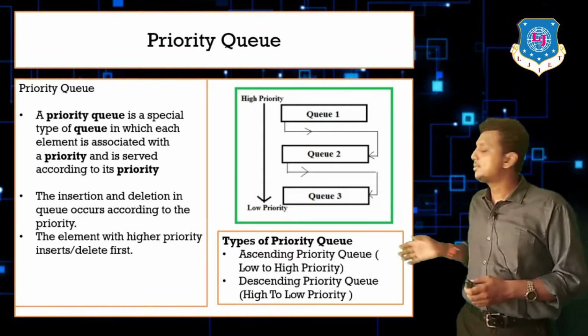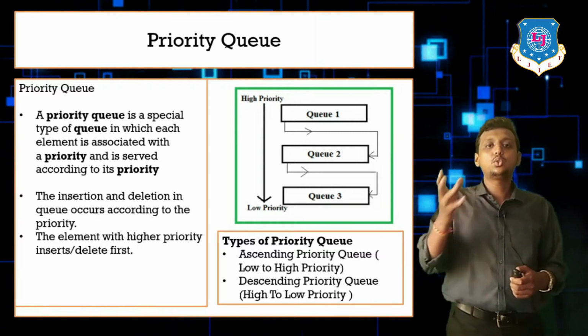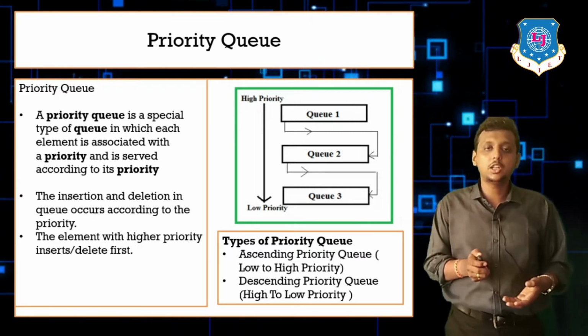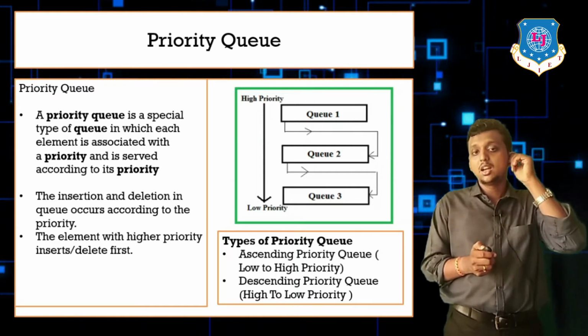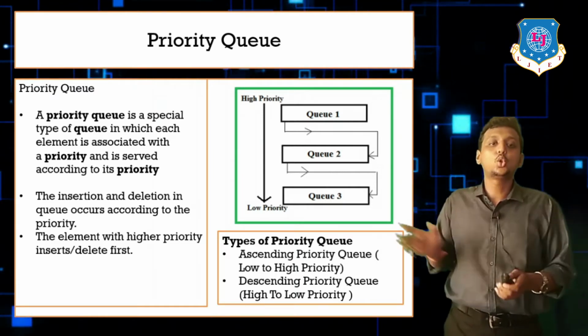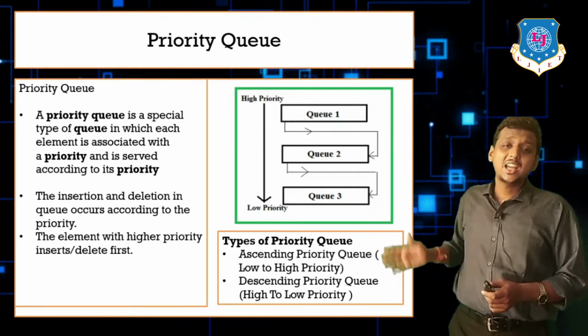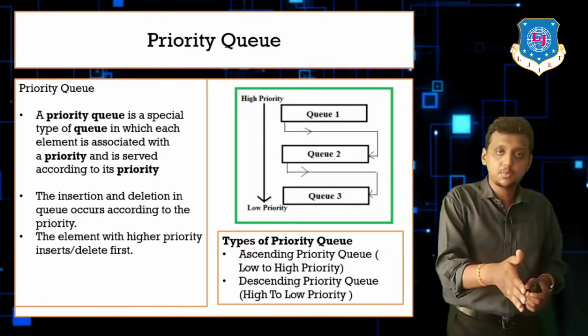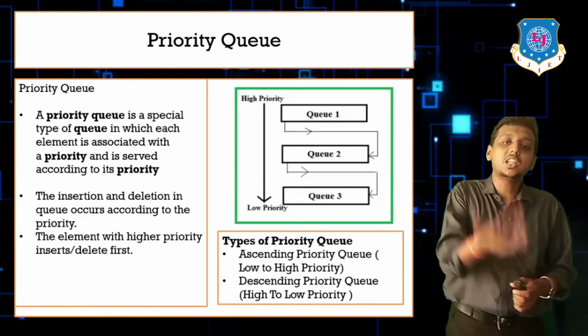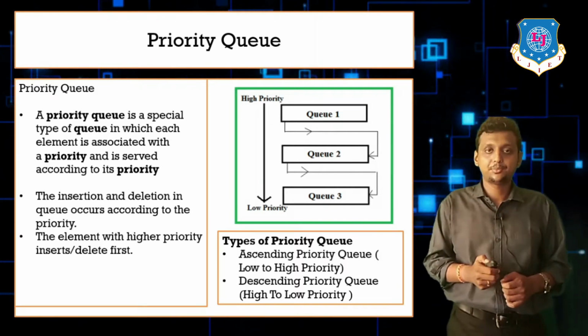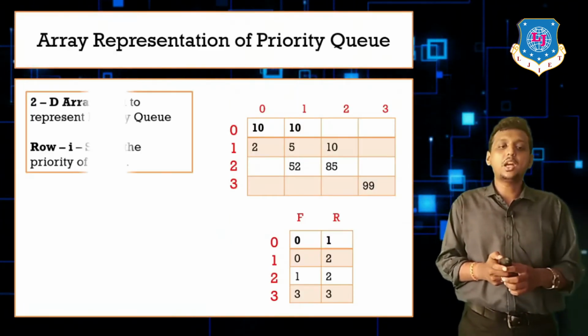Here, students, are the types of the priority queue. Here we have two different types of priority queue. One is the ascending order priority queue, and the second is the descending order priority queue. Ascending order priority queue means low to high: the queue which has the lowest value gets the highest priority. In descending order priority queue, the queue which has the highest value gets the highest priority. Fine, so this is how the priority queue works.